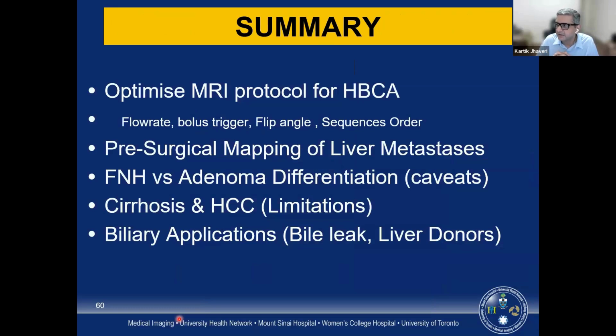You can have confusing appearances, and it may not be possible to give a definitive diagnosis of typical FNH or adenoma in that situation. Cirrhosis and HCC, you can do it. However, there are some limitations as well as the yield, particularly in Child C cirrhotic patients. And then I didn't talk about biliary applications as I don't have the time, but you can utilize this for detecting bile leaks as well as assessing liver donor biliary anatomy before liver donor surgery. Thank you very much.